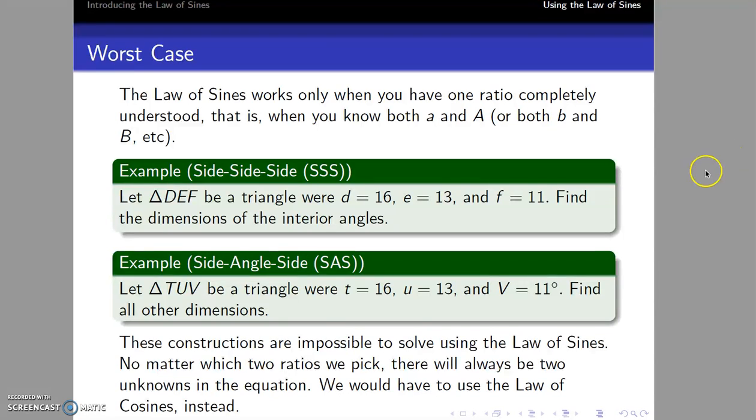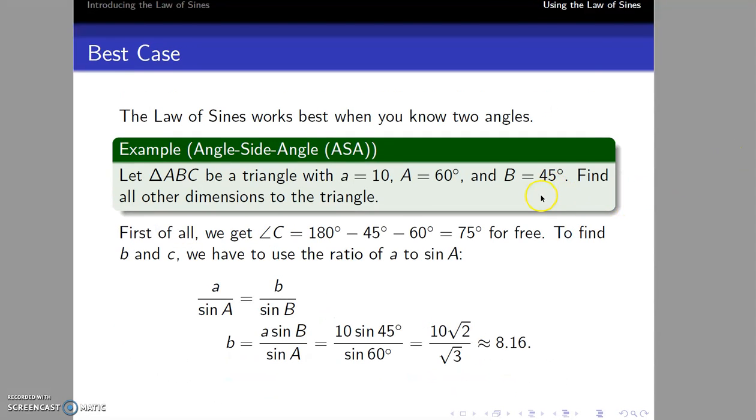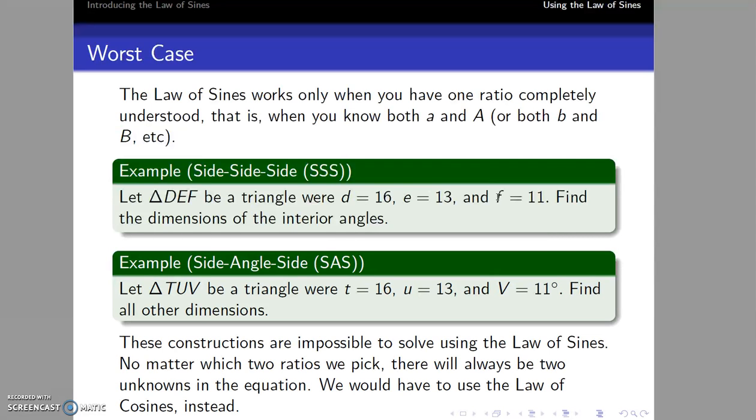So that's the worst news. It works great. It works almost effortlessly if you have two angles and a side, as shown here. It works awfully. It works impossibly if you don't have any angles or you only have one. Well, if you have side angle side. So that's the best news, that's the worst news, but I still have some bad news.